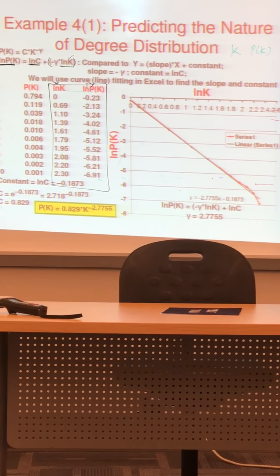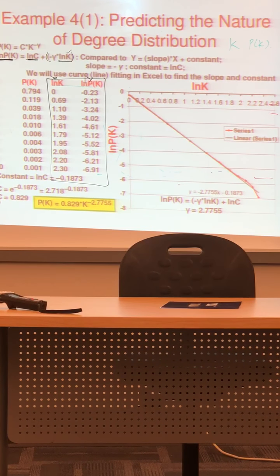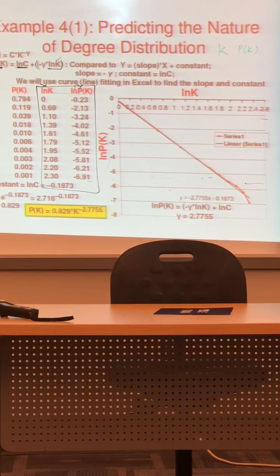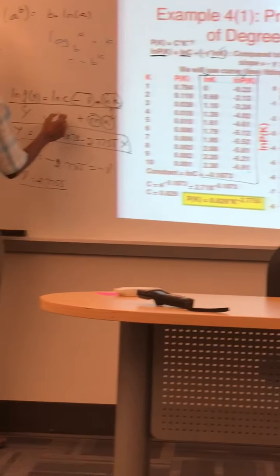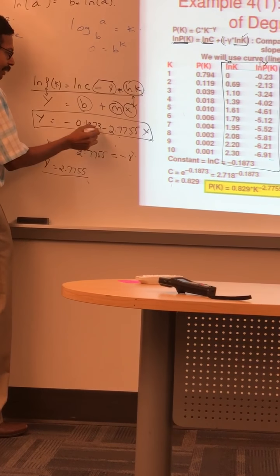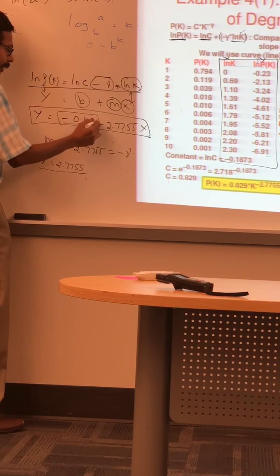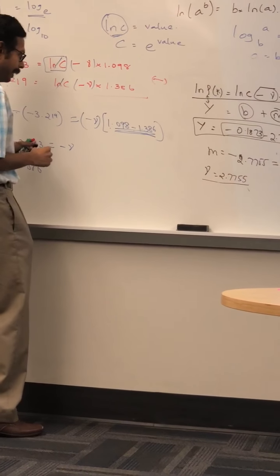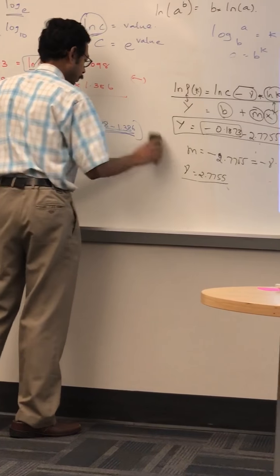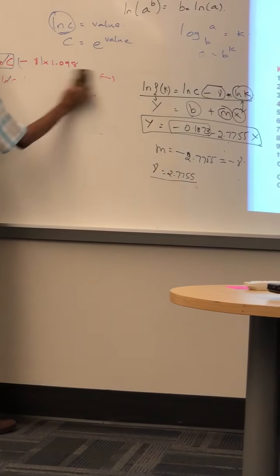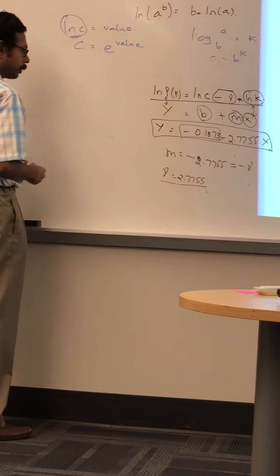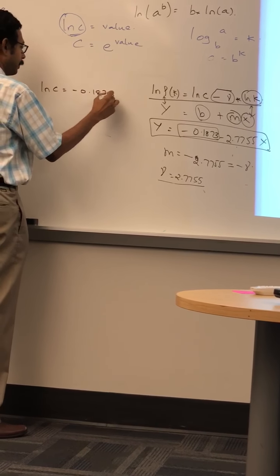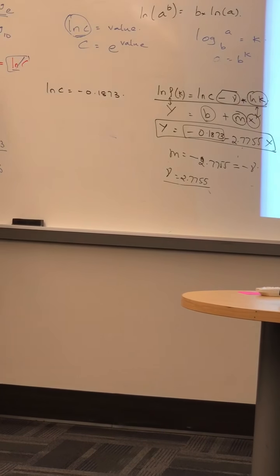Everybody else? Okay. Alright, so once you get gamma, how can we also find the constant C? Constant, this is the B, right? That is negative 0.1873. So that is log C, right? So B is log C here. So once you know log C is minus 0.1873, so how can you find C then?